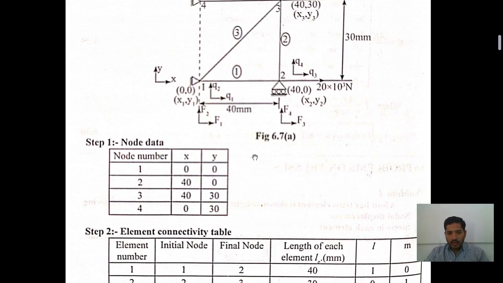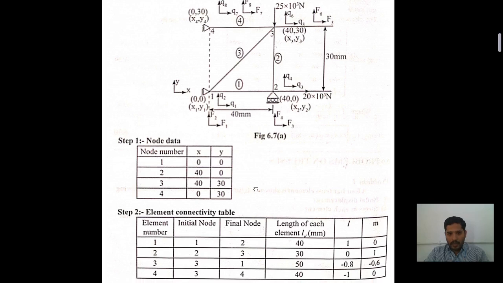So let us see. Again, second step, we need to find out the element connectivity table. First we have to write the element number. How many elements do we have? In total we have 4 elements: first element, second element, third element, fourth element. Clear? Then we have to write the initial node and final node. How to write that is the most important.